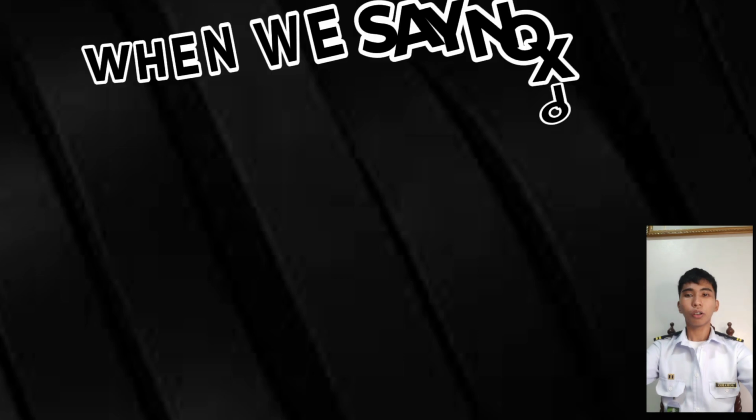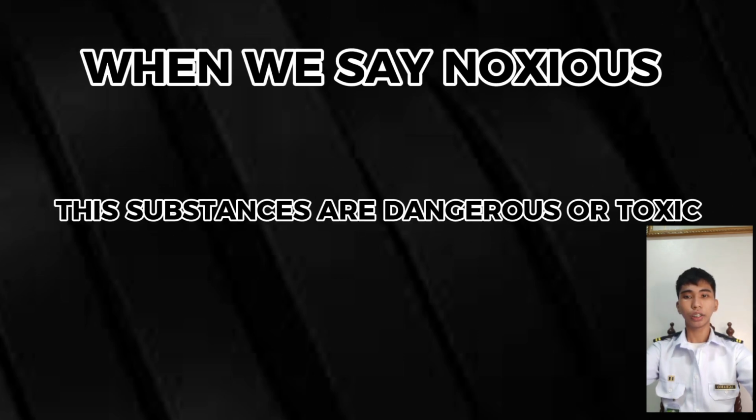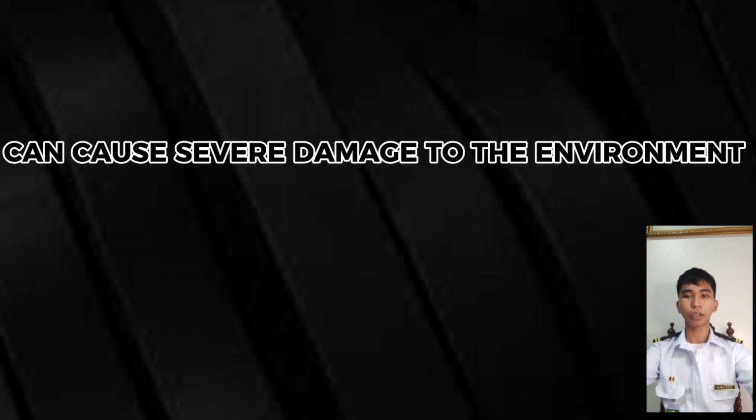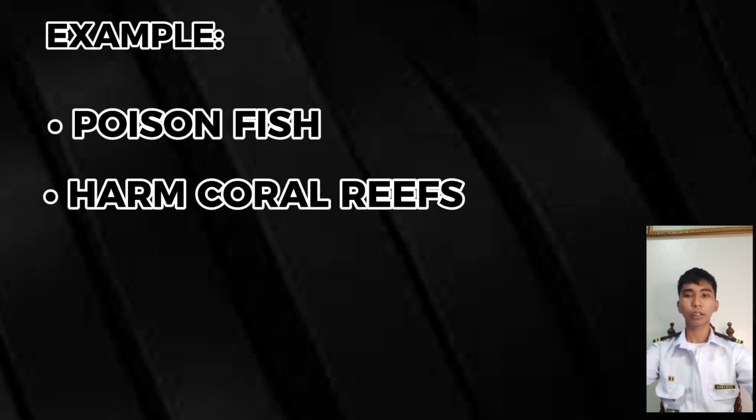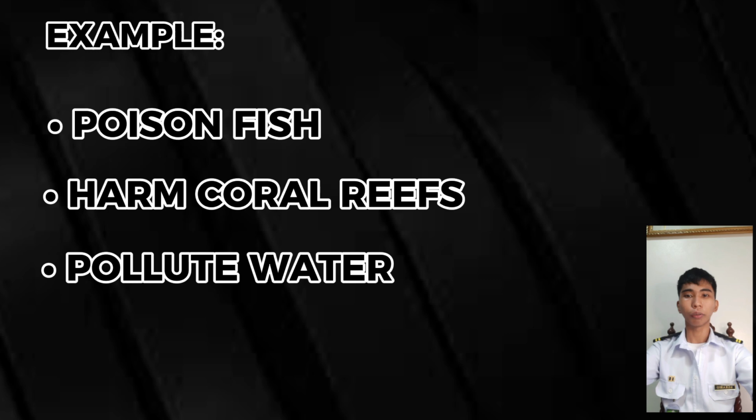These substances are transported in large amounts by special ships, often as part of global trade for industries that rely on chemicals, fuels, or other liquid resources. When we say noxious, we mean these substances are dangerous or toxic. If they leak or accidentally discharge into the sea, they can cause severe damage to the environment. For example, they might poison fish, harm coral reefs, or even pollute the water in a way that makes it unsafe for people who rely on the ocean for food or recreation.